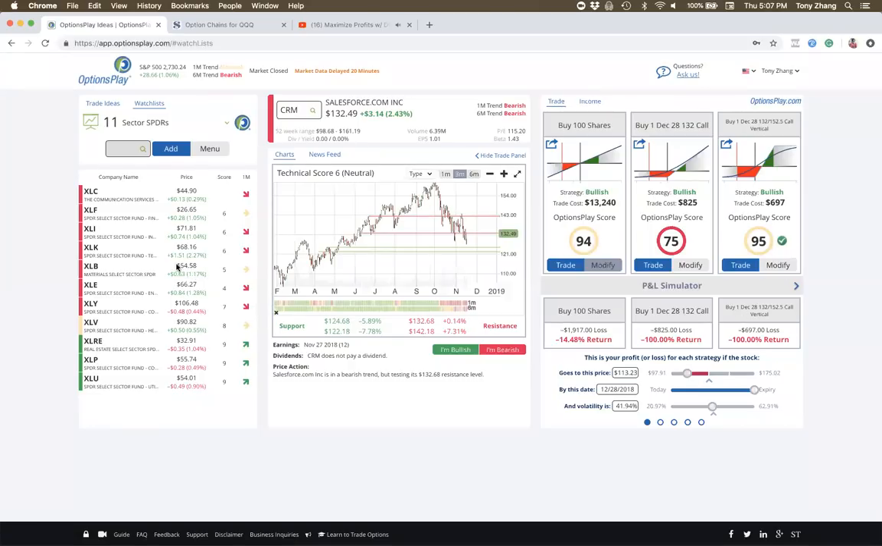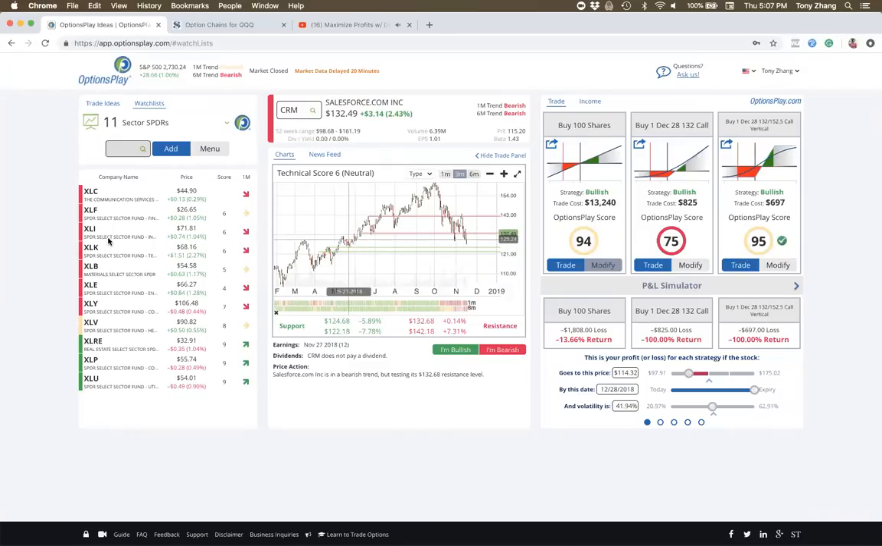So that's how we determine whether we want to buy the stock or we want to buy an option: using the P&L simulator and saying, what happens if we're right? How much money do we make? And if we're wrong, how much money do I lose? And you weight the two. And that's really what the options play score is telling you, how much risk reward is in each one of these strategies so that you can compare them.